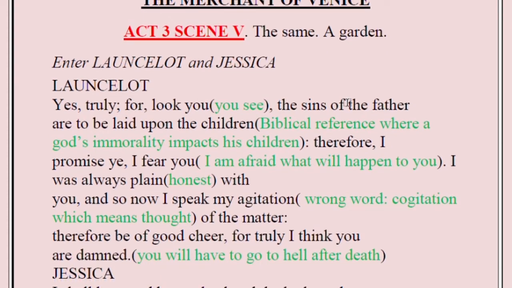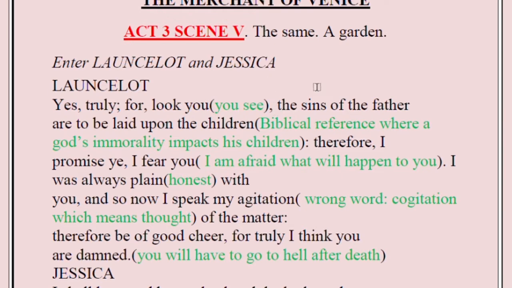Launcelot says, yes, truly, for look you, that means you see, the sins of the father are to be laid upon the children. Often, what happens is, we know that when the father is good but the child is bad, then the father has to bear the responsibility of that evilness in the child. But the same happens vice versa also.